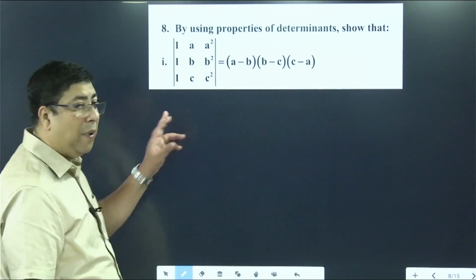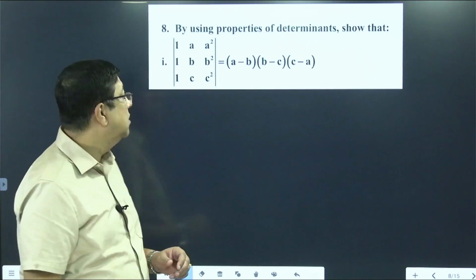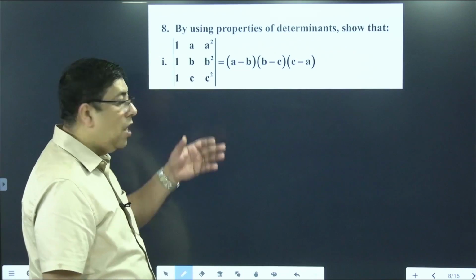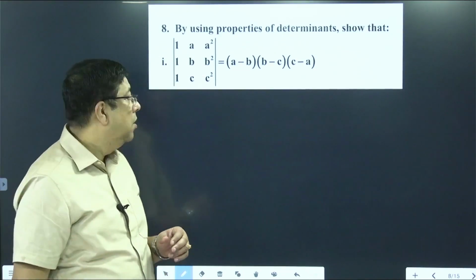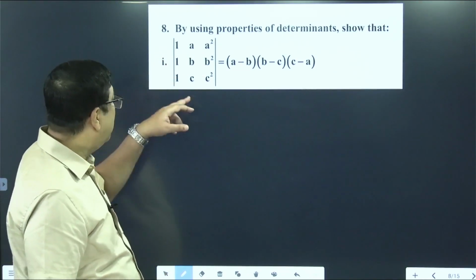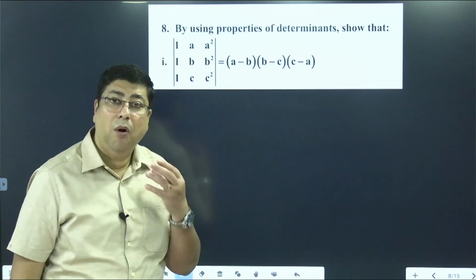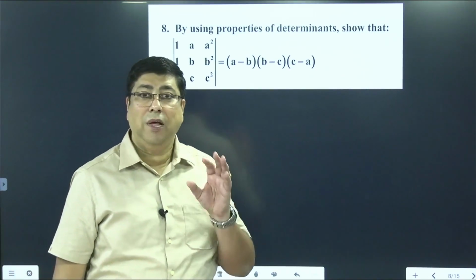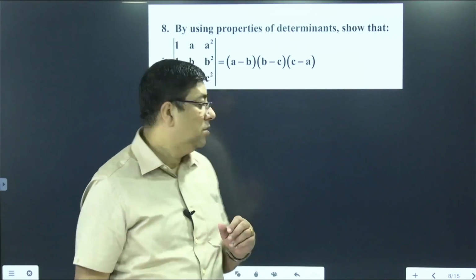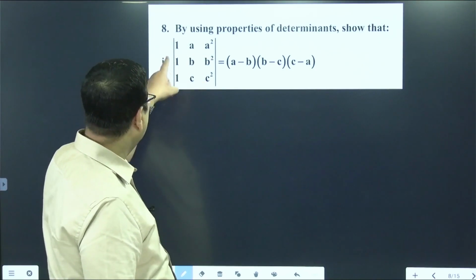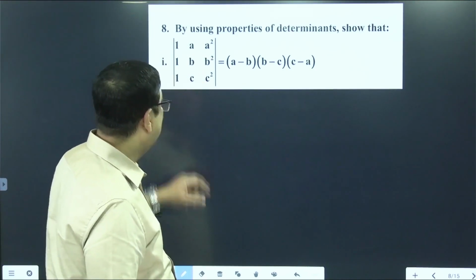Sum number 8, part 1. So in this sum, 1, 1, 1, A, B, C, A square, B square, C square. I think this is easier for you. So what to do? There are a number of ones. So let us apply. We have to make a number of zeros. That target will always be to make a number of zeros so that calculation becomes easier for us. So on R1, let's make the operation R1 minus R2. On R2, let's make the operation R2 minus R3.